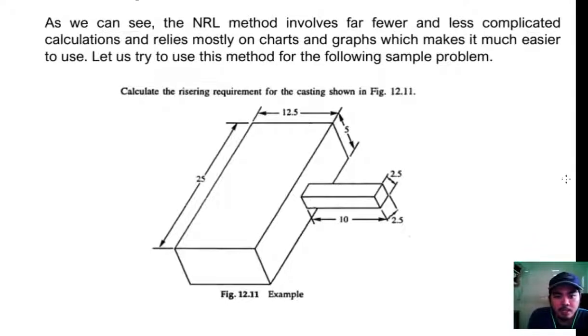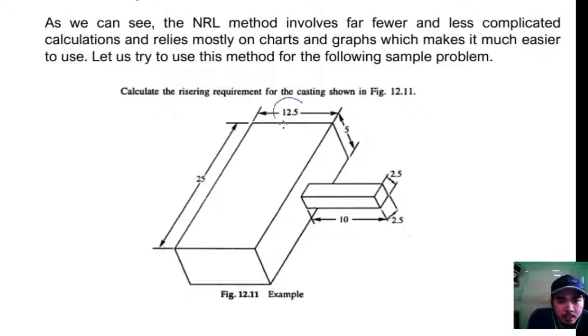Let's try this example. Meron daw tayong 12.5 by 25 by 5 na object. We don't know yet if it's a bar or a plate. Tapos meron din tayong 10 by 2.5 by 2.5 na object that is attached to the parent. Okay, so as early as now we can assess kung bar ba siya or a plate.